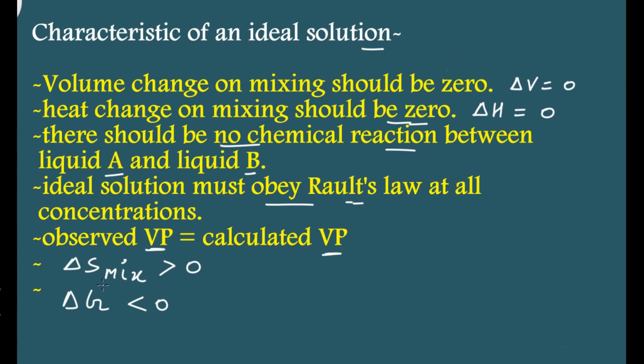Why is entropy of mixing greater than 0? Because randomness increases after mixing the solution. That's why entropy is greater than 0. Why is Gibbs free energy less than 0? Because this makes the process spontaneous. For the mixing of two liquids to be spontaneous, delta G should be less than 0.